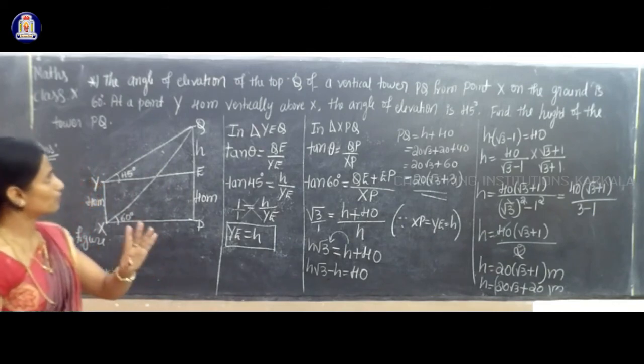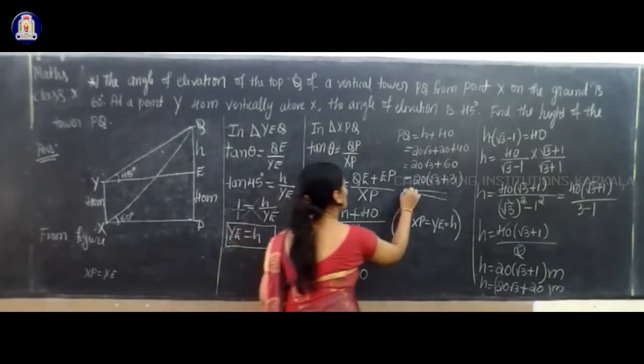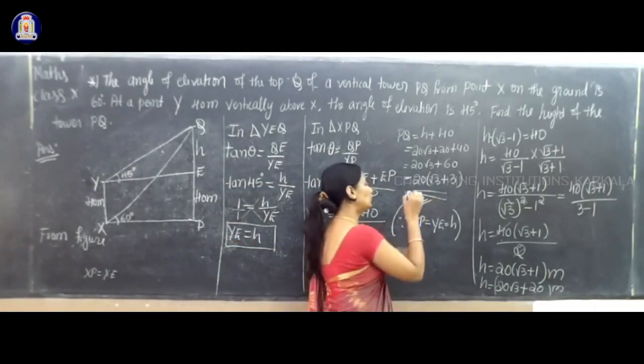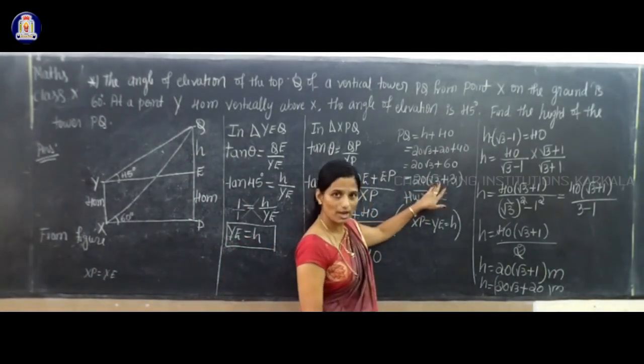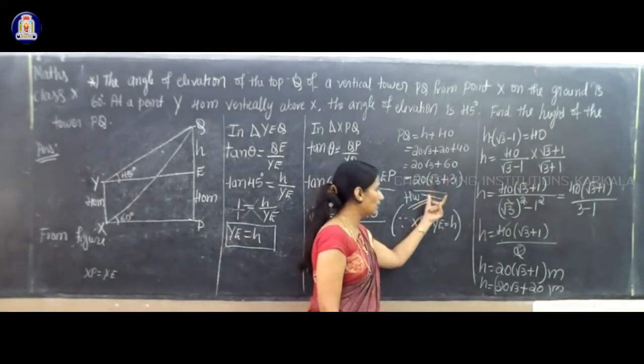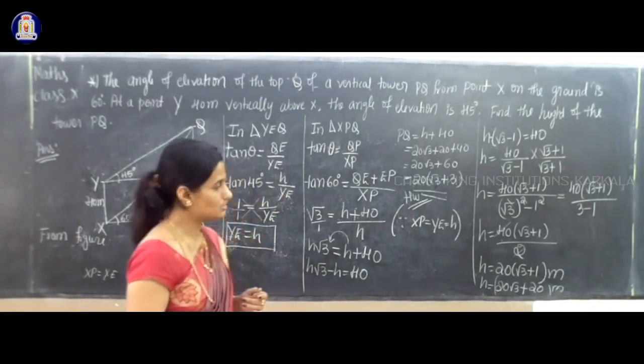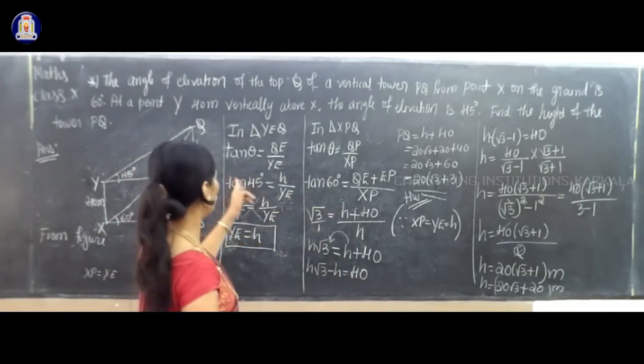So substitution of root 3 is not asked. So your homework question here: substitute root 3 as 1.732 and get your simplification and your final answer. That is your height of the tower.